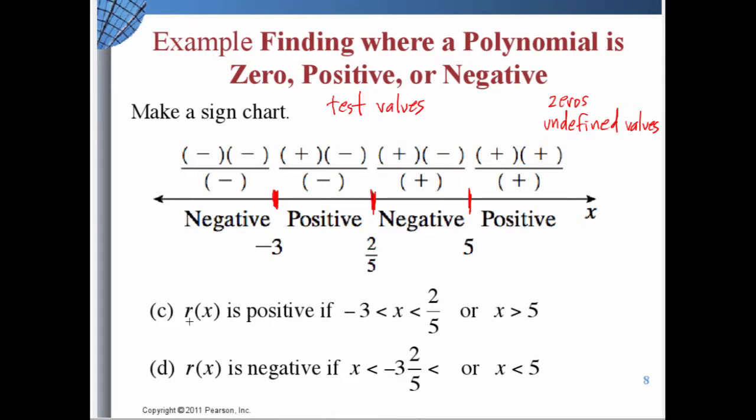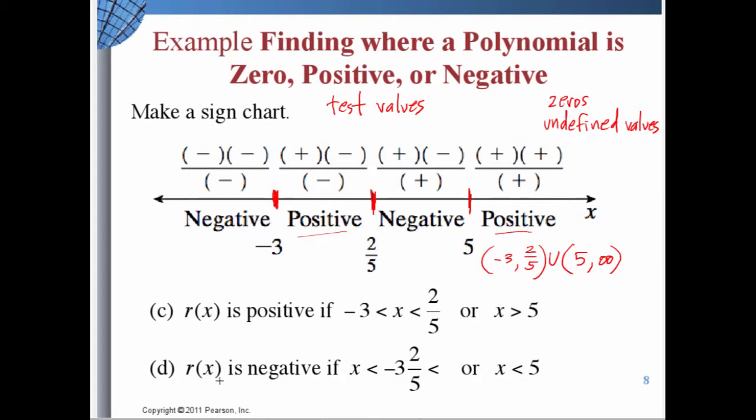So C, where is r of x positive? Well, it's positive from negative 3 to 2/5, anywhere in that interval, or on x is greater than 5. Okay, these two values here, they're those two intervals there. Okay, so here is inequality notation for those intervals. In interval notation, those two intervals would be written this way, parentheses on each one, because if you think about it, the values themselves are not in the intervals. They separate into intervals, but they're not in the intervals themselves.